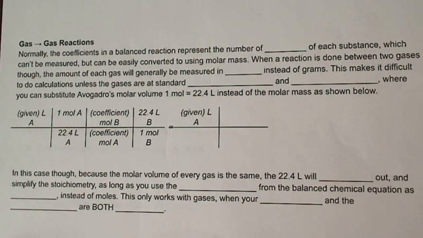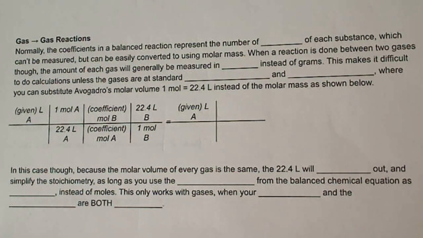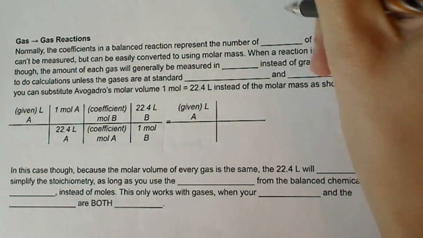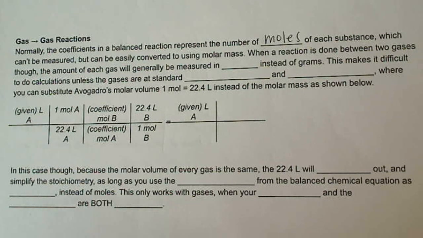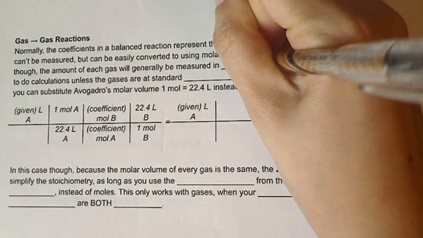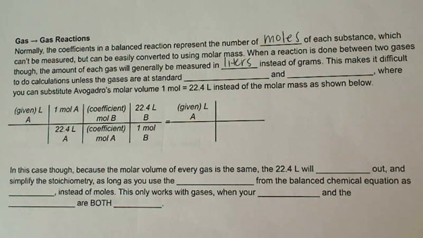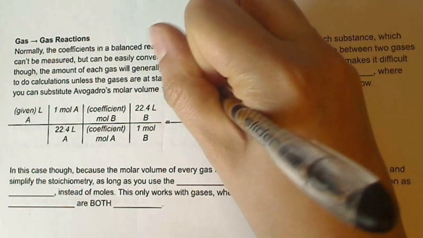Okay, and now what I want to get to is something called gas to gas. So with gas to gas, we can use the coefficients in the balanced reaction to represent the number of moles of each substance, which can't be measured, but can easily be converted to using molar mass. When a reaction is done between 2 gases, the amount of each gas will generally be measured in liters instead of grams. This makes it difficult to do calculations unless gases are at standard temperature and pressure.